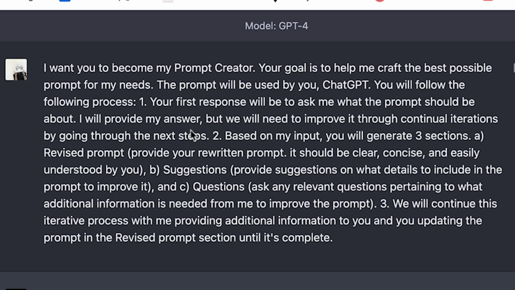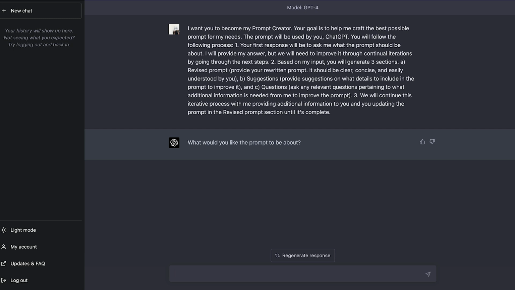1, your first response will be to ask me what the prompt should be about. I'll provide my answer, but we will need to improve it through continual iterations by going through the next steps. This is brilliant. 2, based on my input, you'll generate 3 sections. A revised prompt, a suggestions, and questions. And it goes on, and it's just so smart. So the first question is, what would you like the prompt to be about?